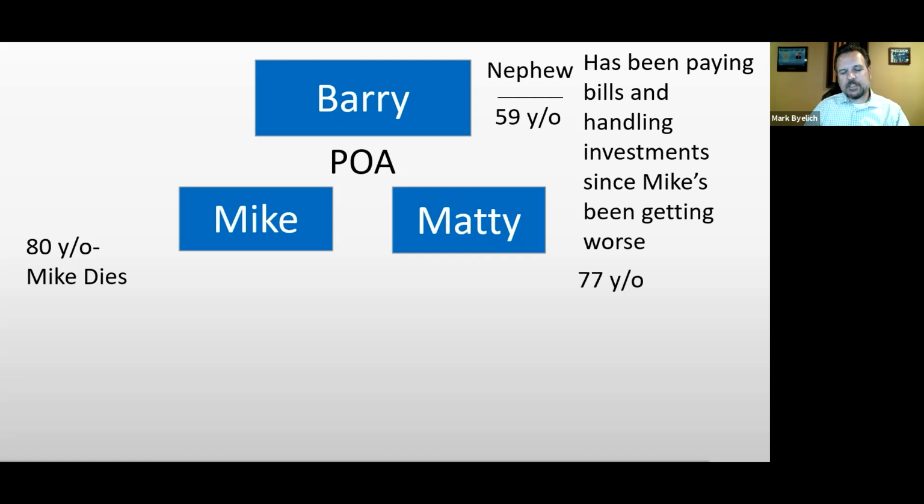So Maddie's left by herself. Remember her situation. She really didn't know much of what was going on. And now Barry has stepped in. He's taking care of everything. Barry's power of attorney. That's what he's supposed to do. He's helping out Mike and he's helping out Maddie in that role. Now, what happens when Mike dies? Well, things get a little more complicated.